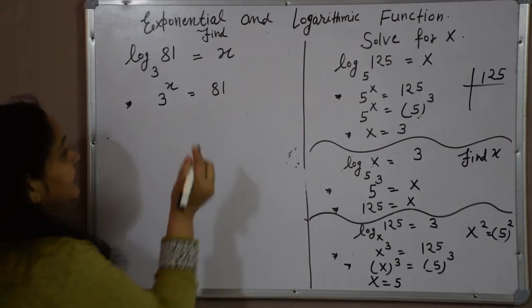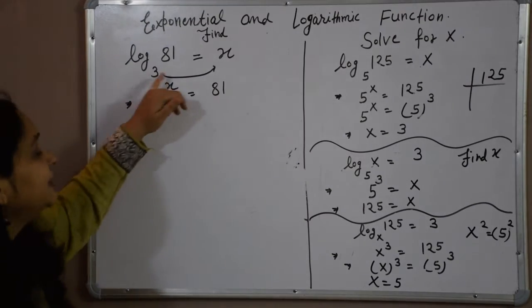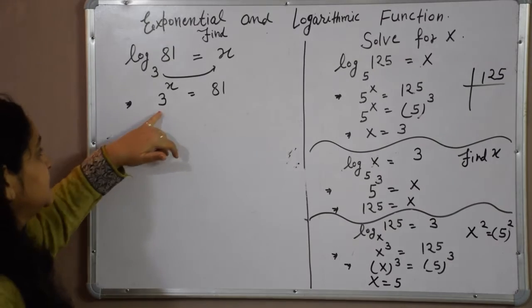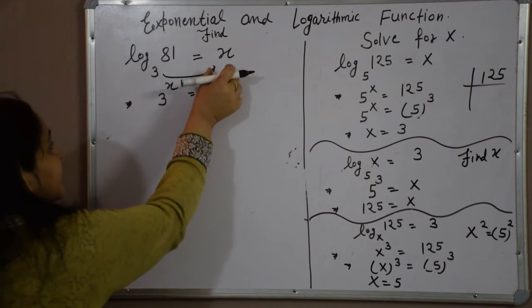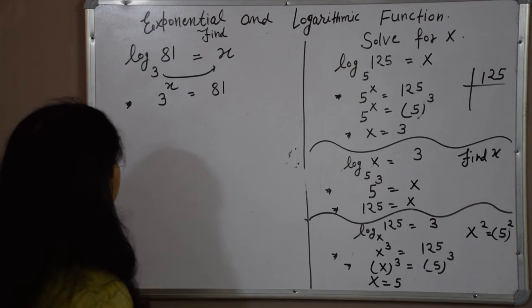What we are doing is shifting our 3 to the right hand side, but not in the form of multiplication or division. We write it in the form of base. So 3 is the base here, and this number will become the power, and it is equal to 81.